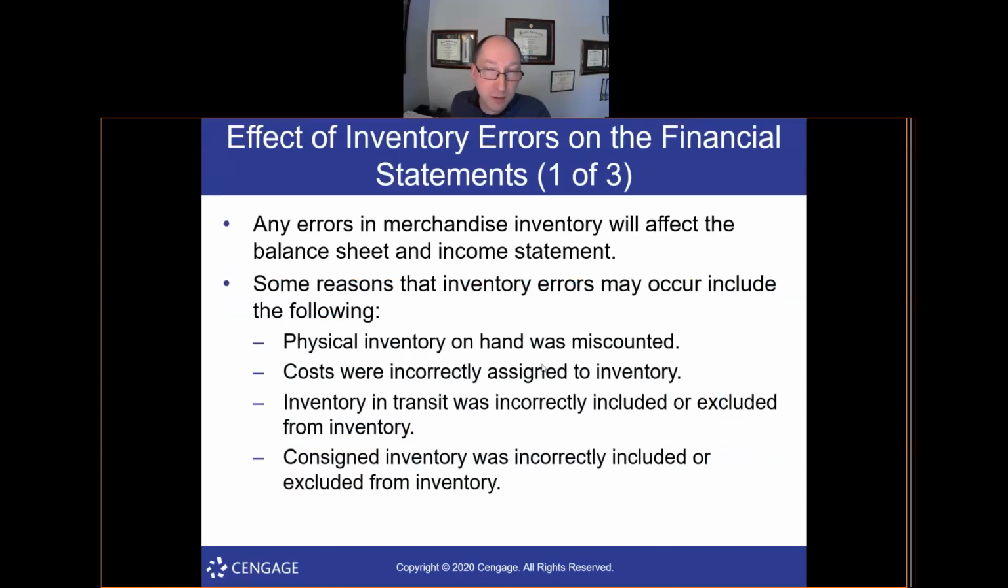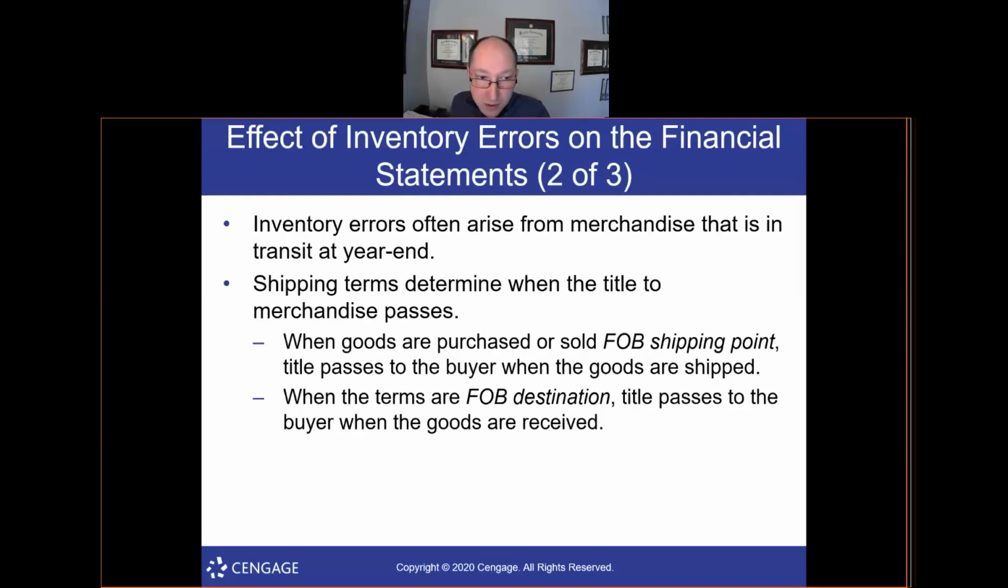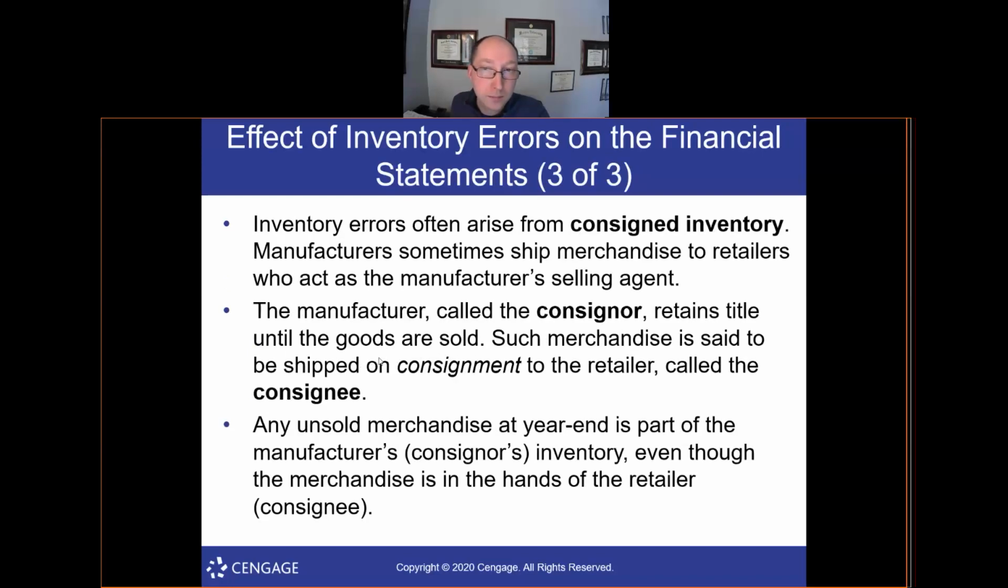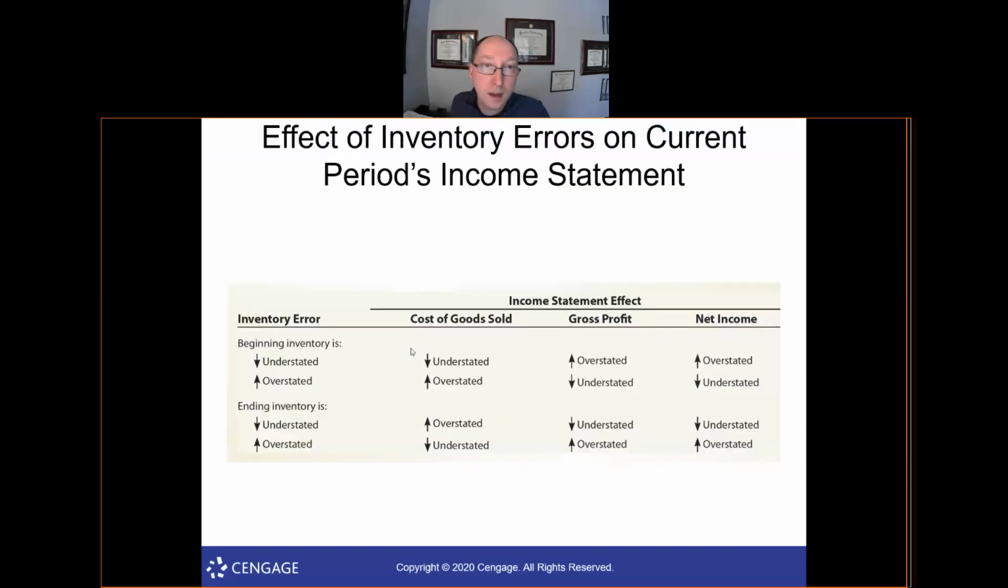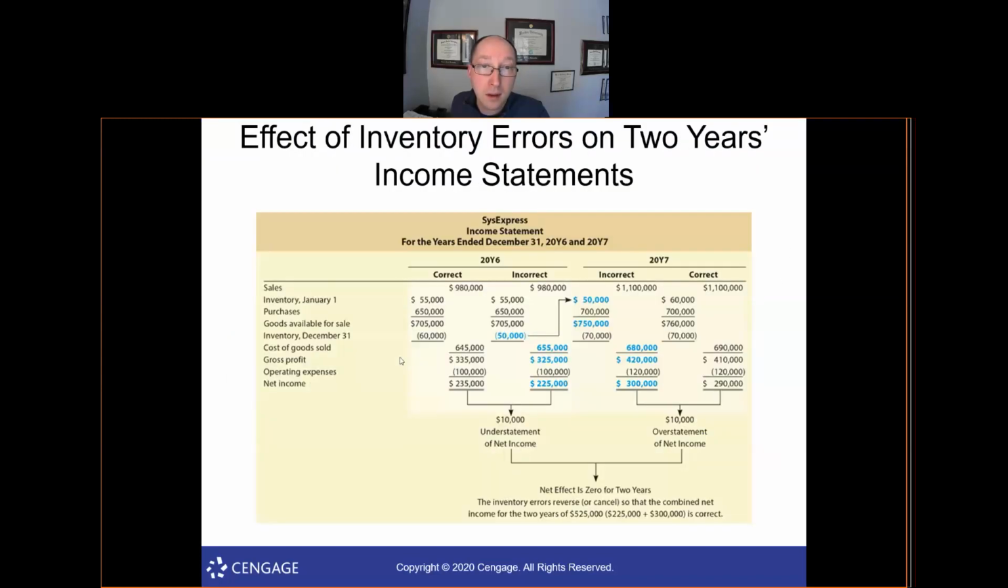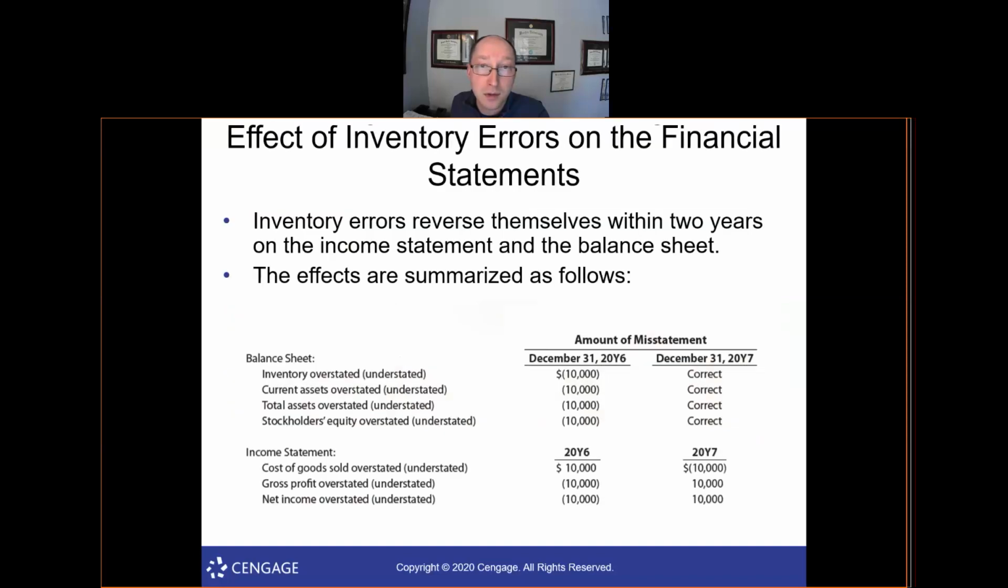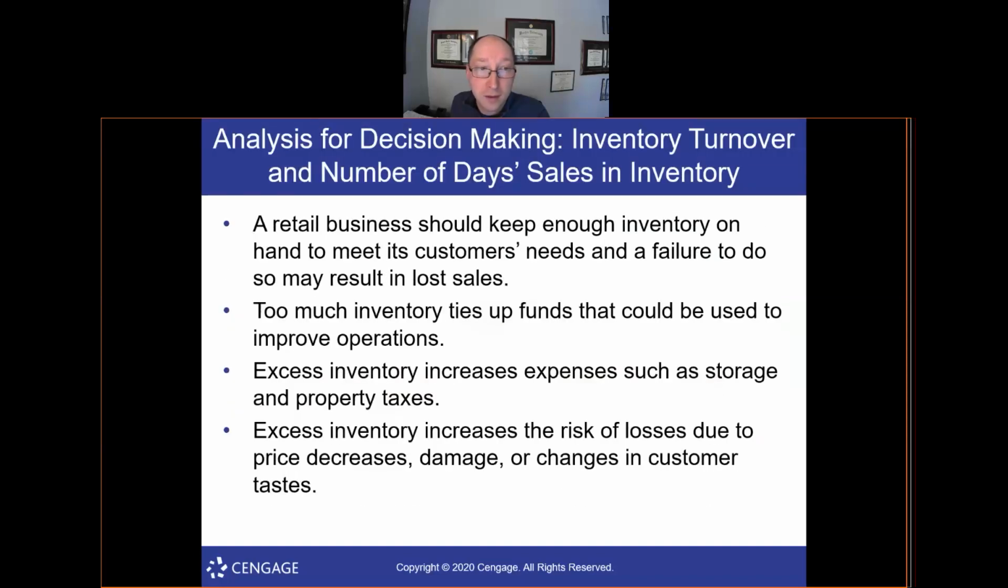Now, if there are errors on the financial statements, it's usually a result of the physical inventory count being incorrect, the wrong cost being assigned, or something happening in transit. All of these types of things will cause errors on the financial statements. Don't need to worry too much about that. Those are the types of impacts. Sorry, I'm going through a little fast.